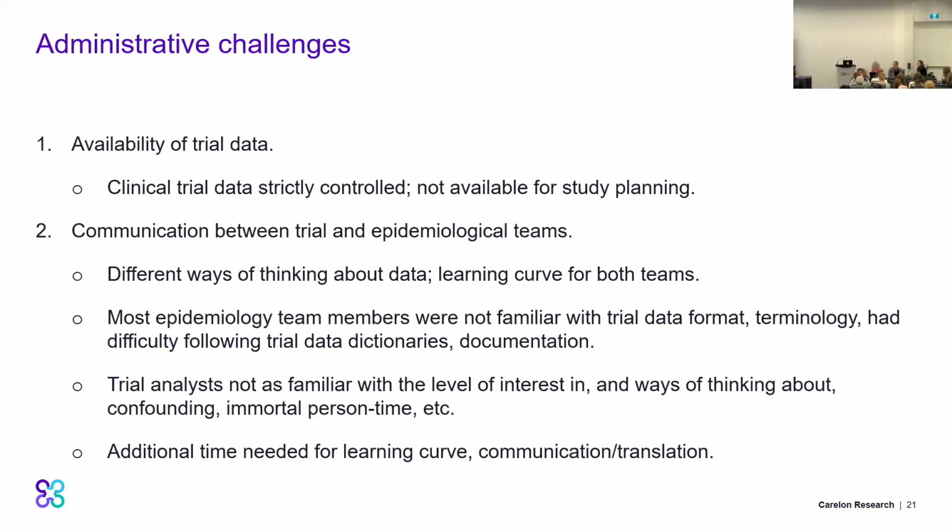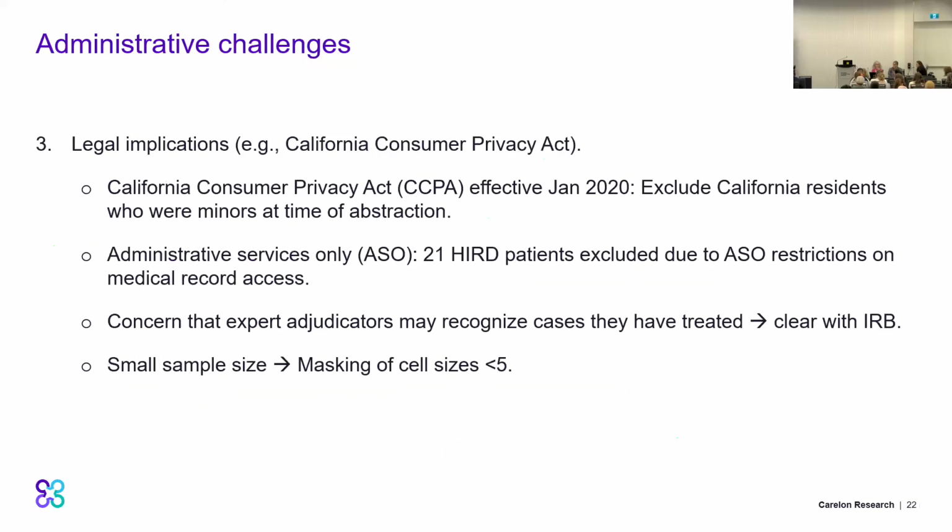And this relates to point number 2, which is that instead I was given a data dictionary, but I was not familiar with the conventions of how the trial variables were named. The data dictionary was basically in a language I did not know. On the other side of the coin, the trial analysts were very curious as to why I was even interested in having certain variables, which brought me back to the DAG and explaining how we think about confounding as epidemiologists. So there was room to learn on each side, but it's important to build that into the timeline, especially if it's the first time that the two teams are working together.